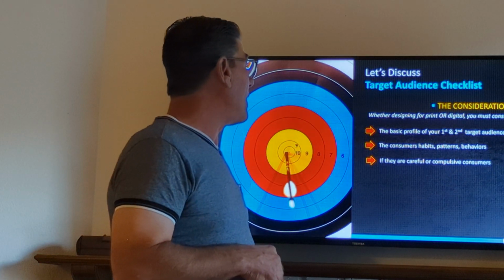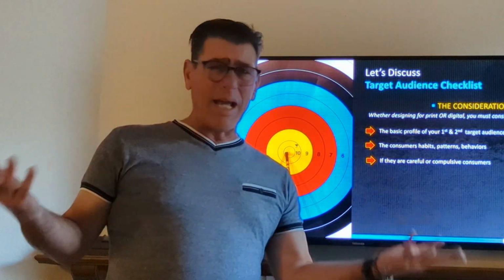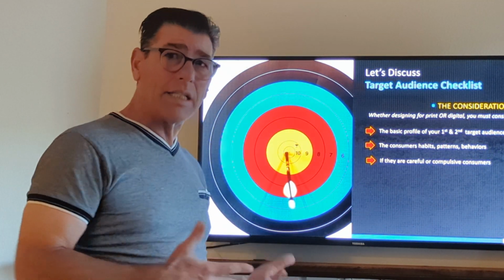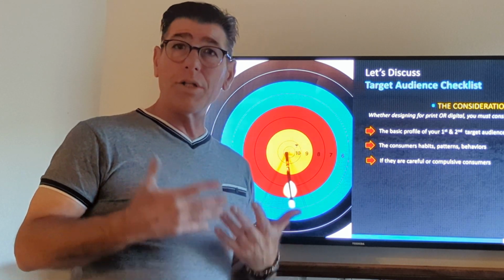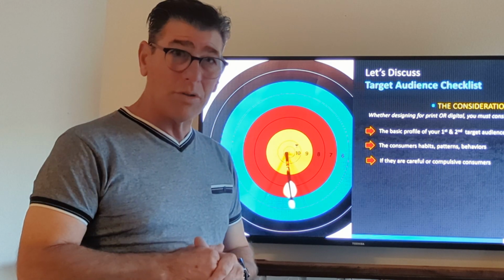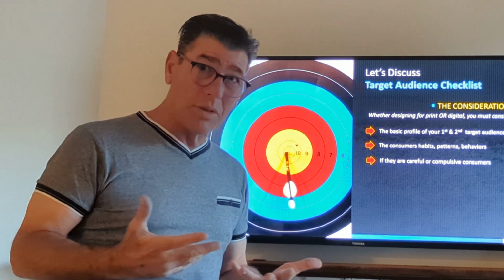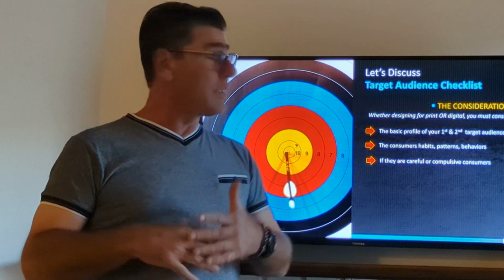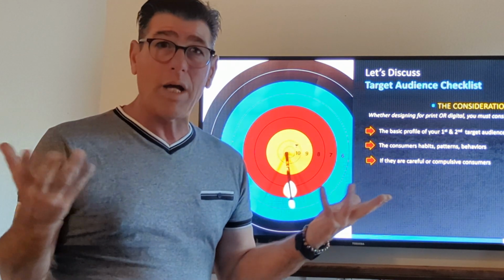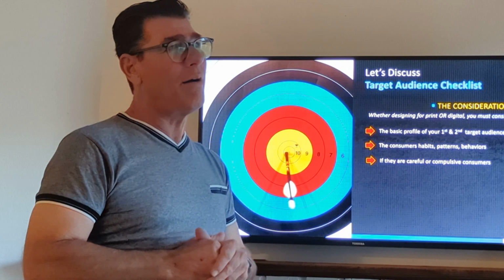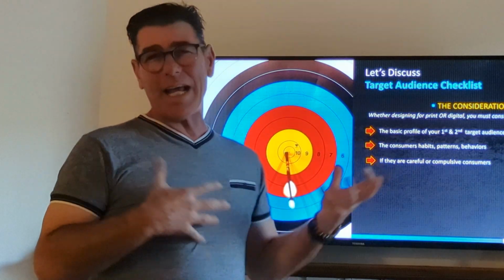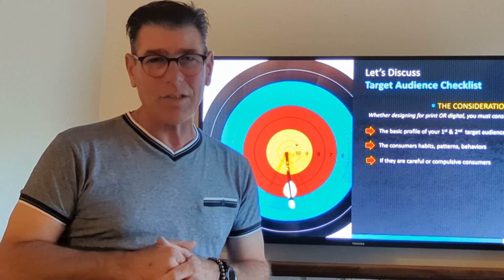All right, so the other one, and this ties in with habits, is you have to know what kind of consumer they are. So are your consumers value-based? Are they compulsive consumers? Are they cautious consumers? In other words, a compulsive consumer would be responding well to the act now, limited time offer, special deal. That is kind of like a compulsive consumer.